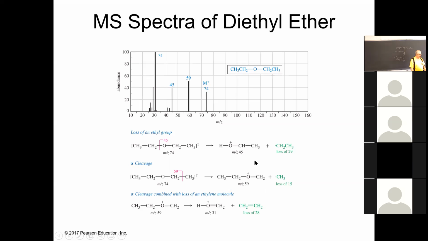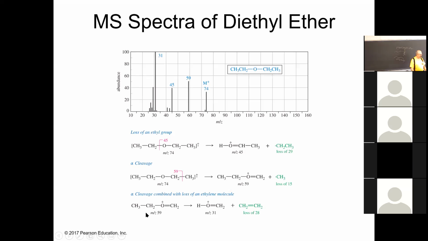And then we can also see a loss of 45, which gives a loss of 29, which is an ethyl group, which gives this peak at 45. And then another alpha cleavage, which is what I just mentioned, where we lose a methyl group. Okay, that gives this peak at 59.